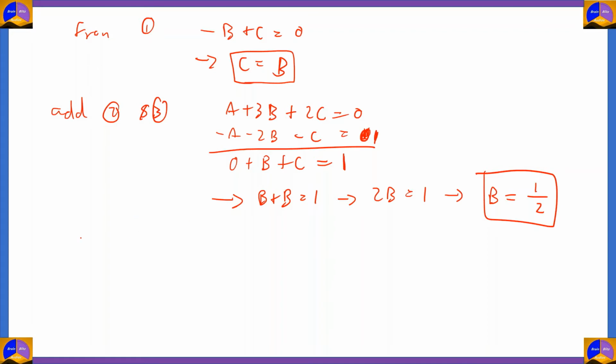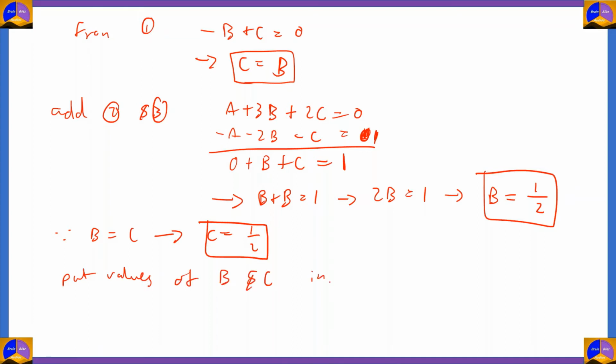Now, since b equals c, we can safely write c as 1 by 2. Now, let's find a. Put the values of b and c in equation 2. And so what's our equation 2? A plus 3b plus 2c is equal to 0.